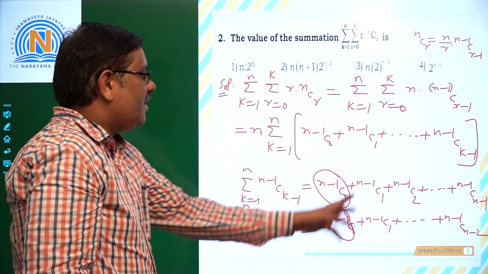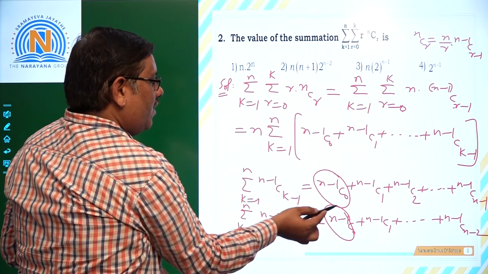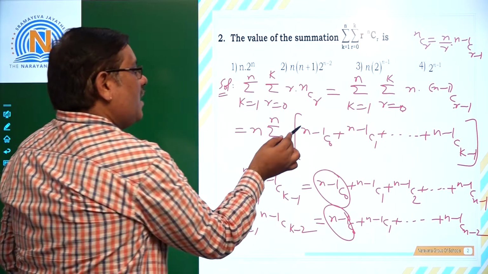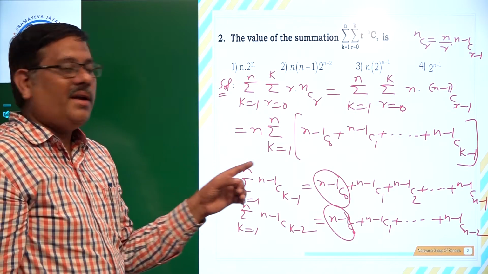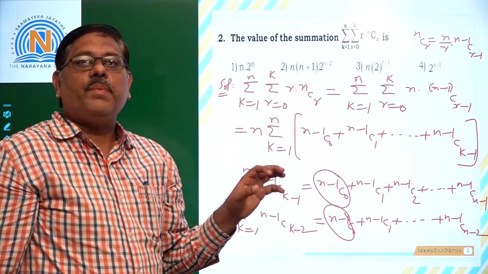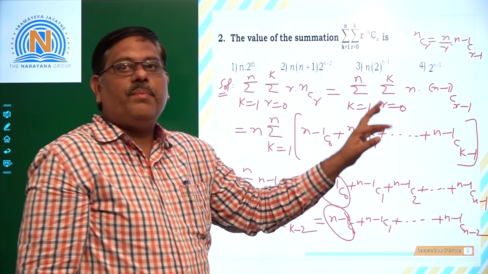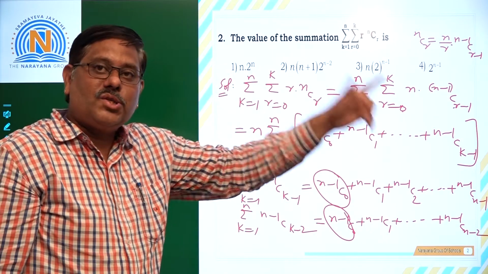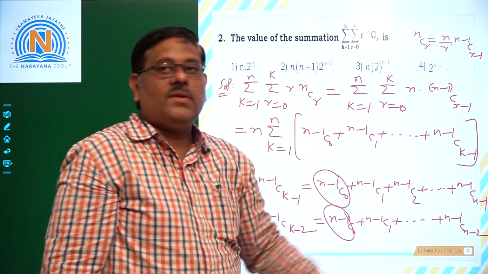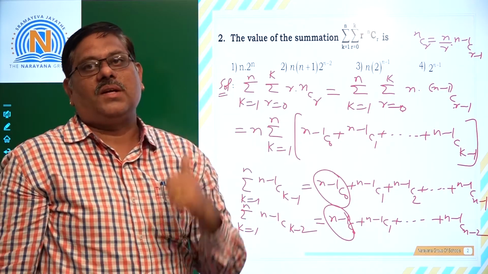So it is interesting. If at all you write it, then n minus 1 c0 is here, and in all these cases also n minus 1 c0 appears. So n minus 1 c0 is going to appear n times in the expansion. Similarly, n minus 1 c1 is going to appear n minus 1 times in the expansion. N minus 1 c2 is going to appear n minus 2 times, so that n minus 1 c n minus 1 is going to appear one time. One time is nothing but n minus of n minus 1 times.